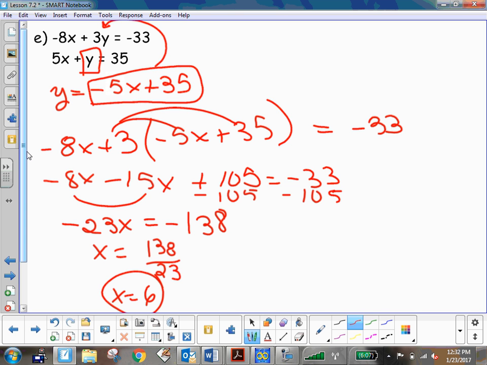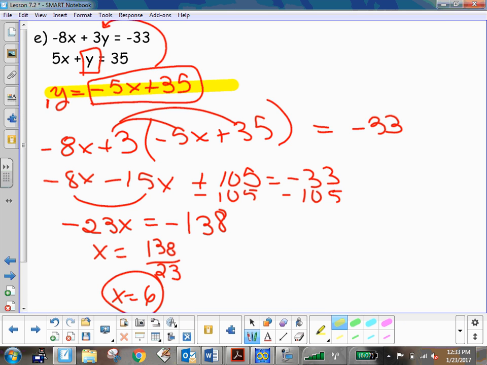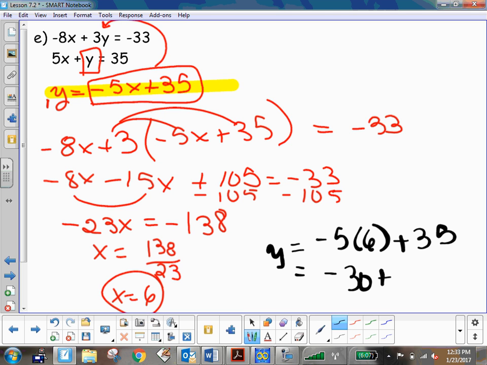You want me to go all the way up here? I would want to go to here, or do I want to go right here where I have what y is equal to? Isn't this already solved for y? And now all I have to do is plug in my value for x into this right side. So we always want to remember when we do this that we're going to come back to here eventually and find our missing variable. So y is equal to negative 5 parentheses 6 plus 35. Negative 30 plus 35, or 5. So my ordered pair is 6, comma 5.